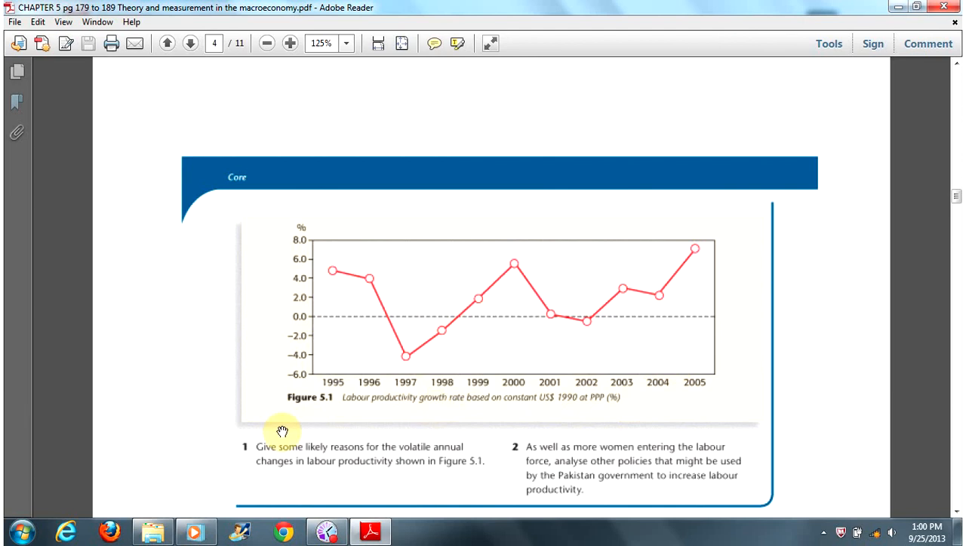Give some likely reasons for the volatile annual changes in labor productivity shown in Figure 5.1. Specifically, why it changes so radically between these time periods. As well as more women entering the labor force, analyze other policies that might be used by the Pakistan government to increase labor productivity.